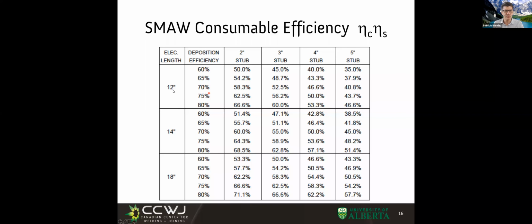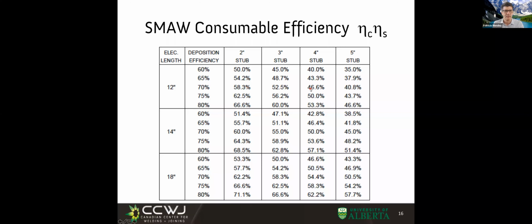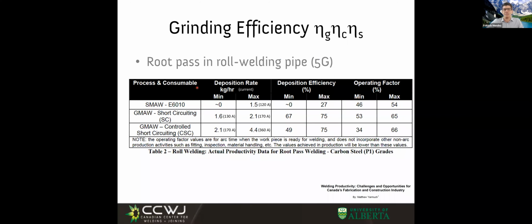This deposition efficiency here, like 70%, is these numbers we were talking about, the deposition efficiency. So if we multiply the 12 inches minus the 2-inch stub and the 70% efficiency, that's what we get. Okay, grinding efficiency. Look at this.